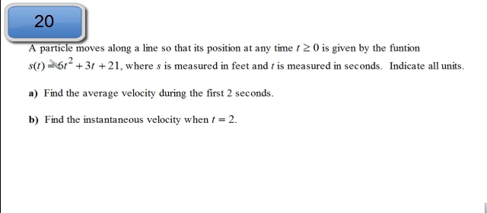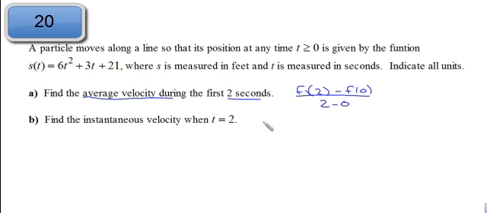22. A particle moves along a line, so the position at any time t is given by the function s of t, where s is measured in feet and t is measured in seconds. Find the average velocity. So the average velocity in the first 2 seconds would be f of 2 minus f of 0 over 2 minus 0. That is your average velocity. It's your average derivative.